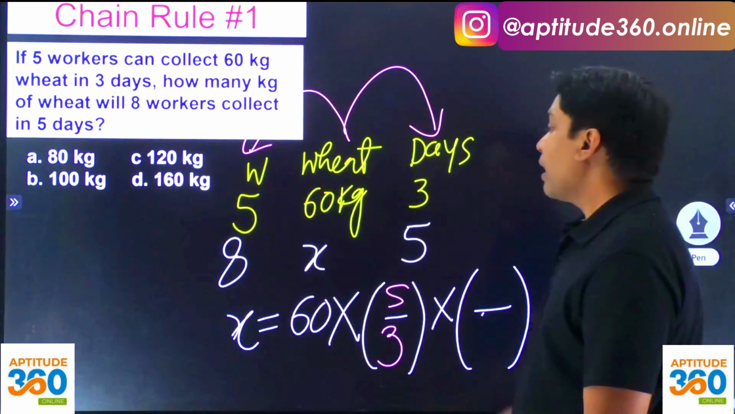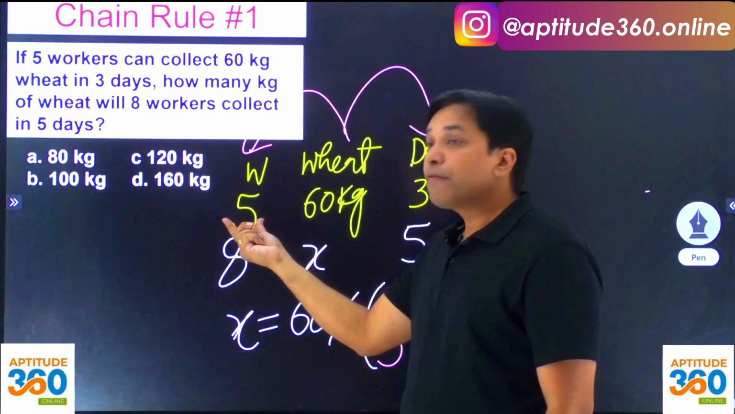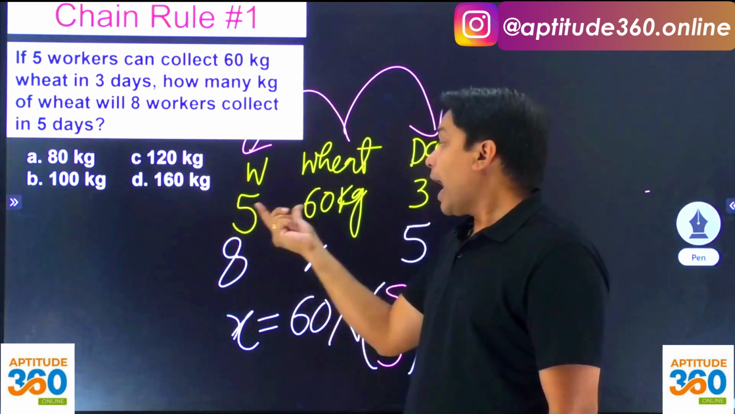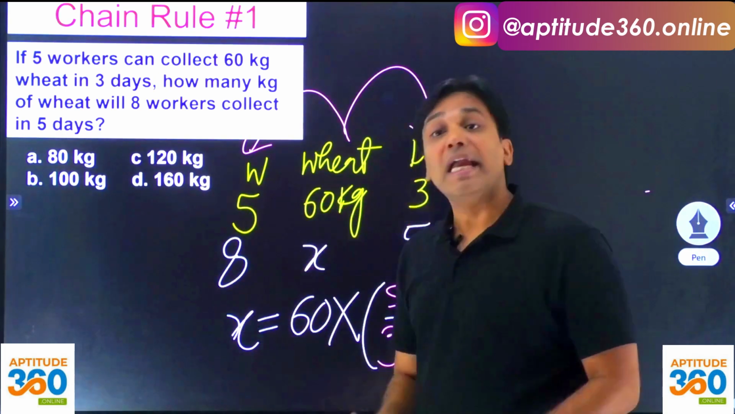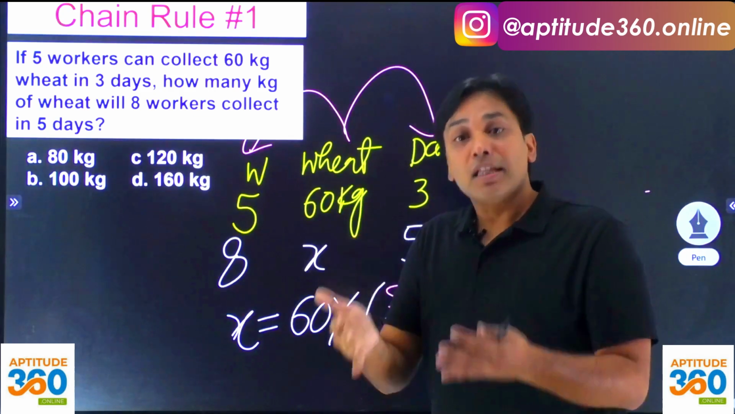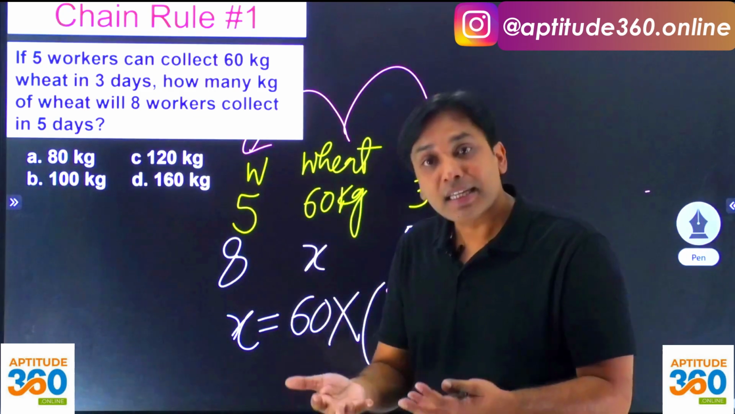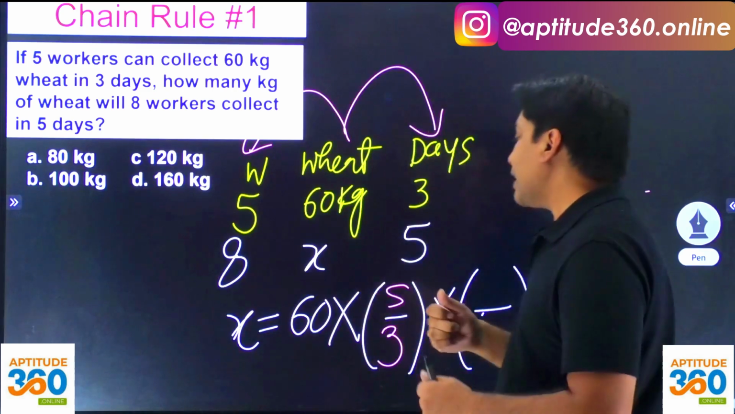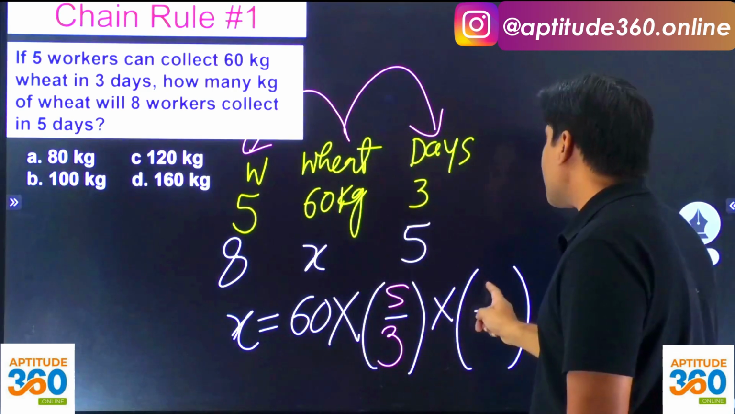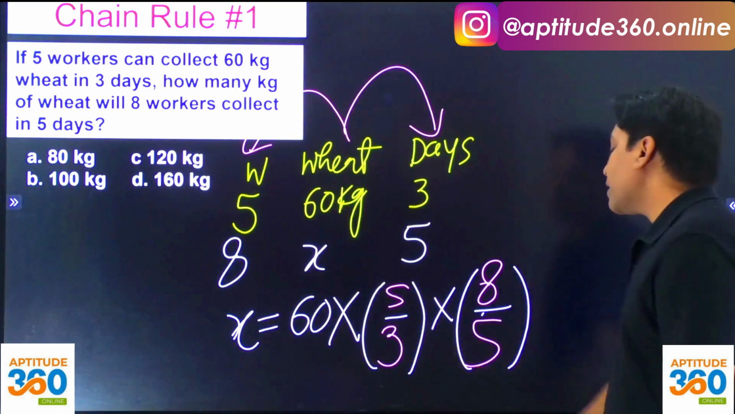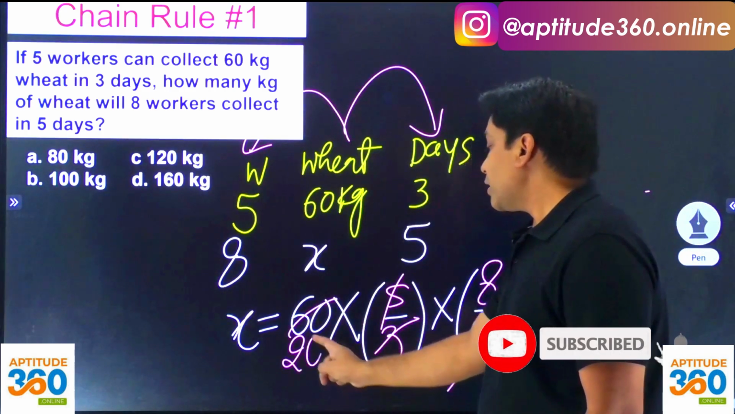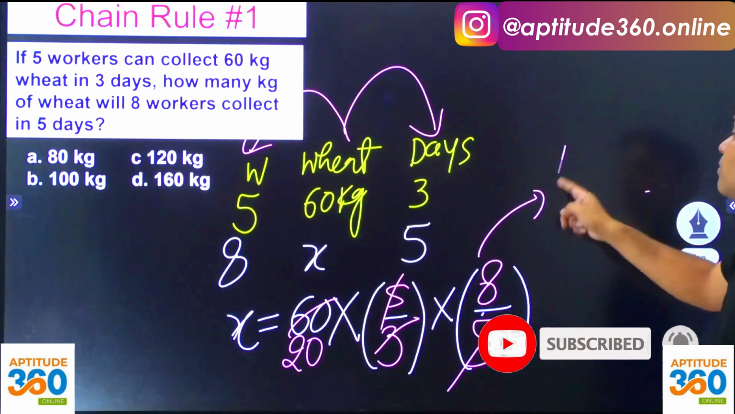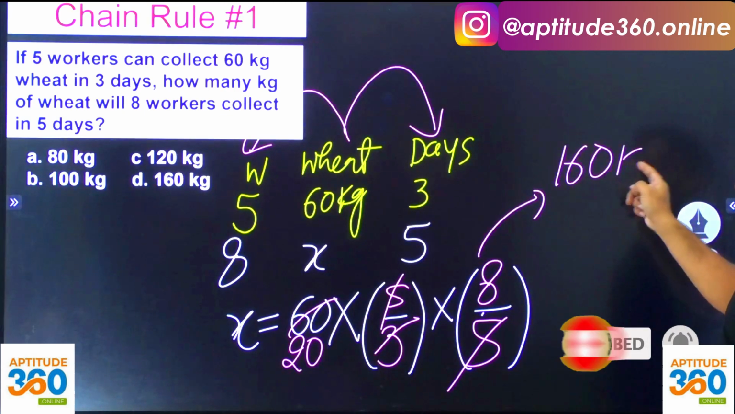Now when you have got 5 workers, how many kilogram you are collecting? 60 kilogram. And now you have got 8 men. ज्यादा आदमी तो ज्यादा वीट कलेक्ट करके लाएंगे, और जब वो ज्यादा वीट कलेक्ट करके लाएंगे तो वो 60 से ज्यादा होगा. 60 से ज्यादा होगा तो what is going to be your answer? 8/5. प्रॉब्लम सिंप्लीफाइड हो गया. This is going to be 20 into 8. The answer comes out as 160 kilogram.